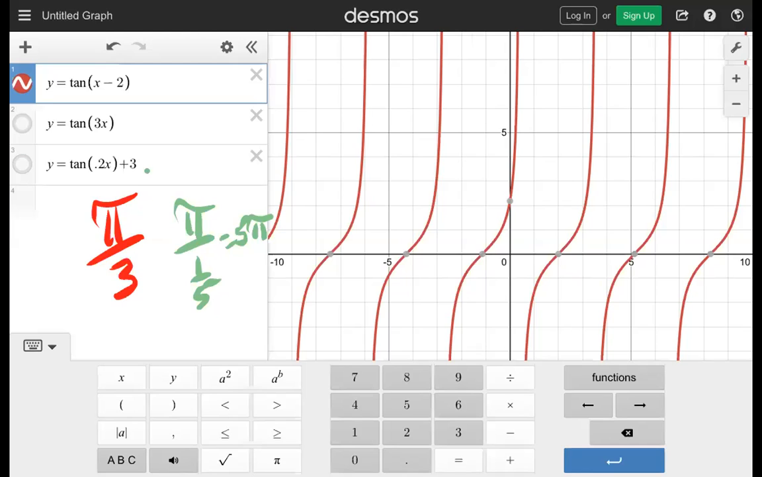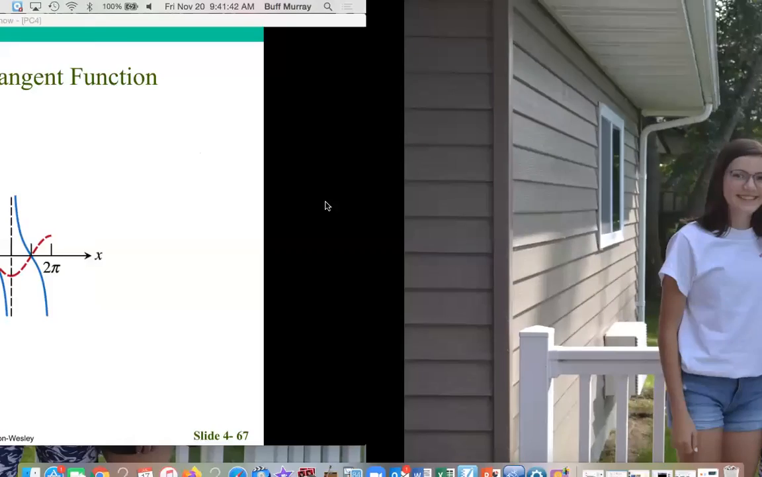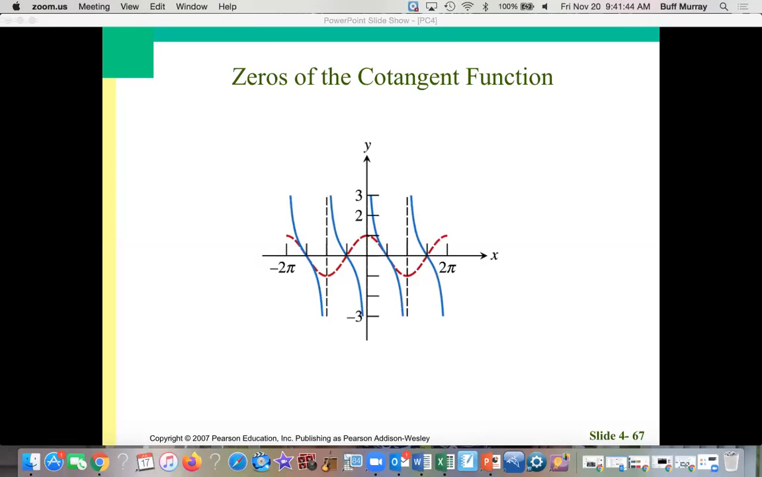Excuse me. All right. So once again, remember, we don't have a period. Excuse me, we don't have amplitude for tangent and cotangent. All right, questions so far? All right, so the big things we want to familiarize ourselves with these.